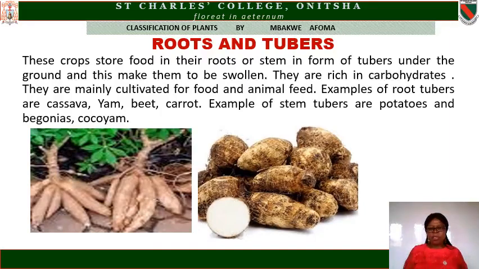Their examples include, examples of root tubers, the cassava, you see it. It is the root of the cassava that swells, so it is the root. Then carrot is also a root tuber. Now, when we look at the stem tubers, they include cocoyam, you have in the picture. Then you have potato, begonias. All these are stem tubers, all right?